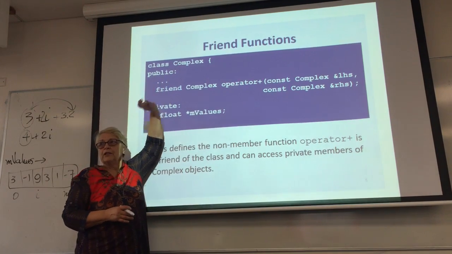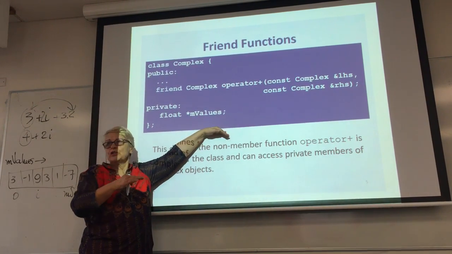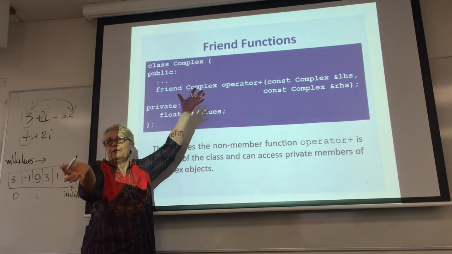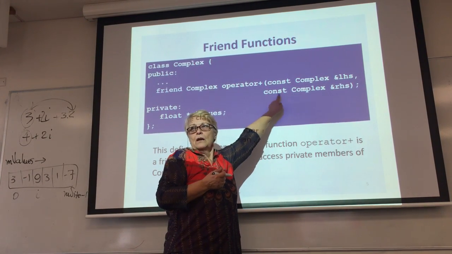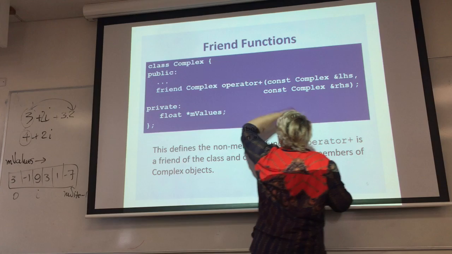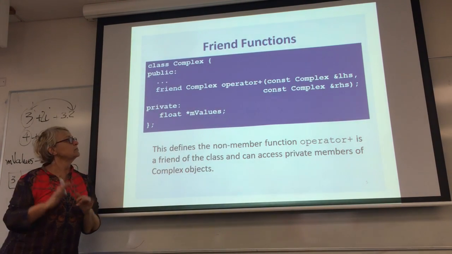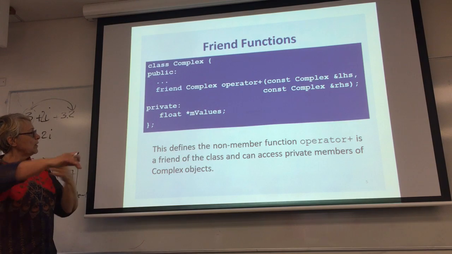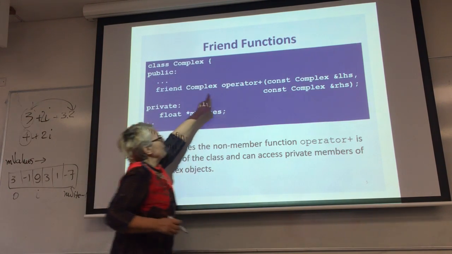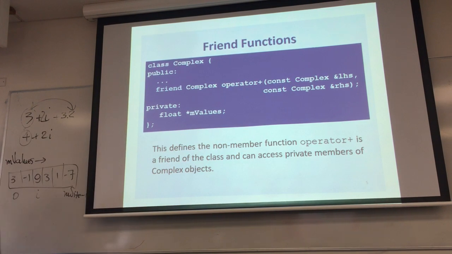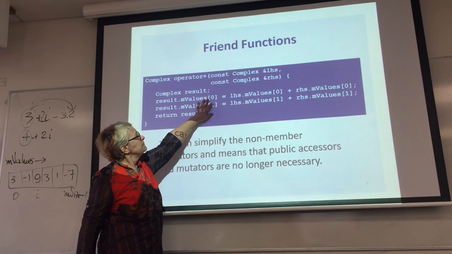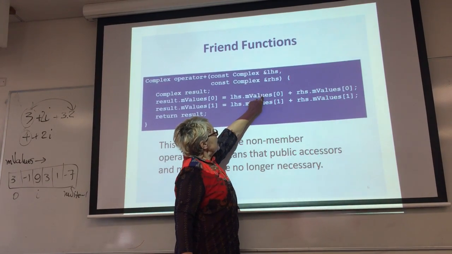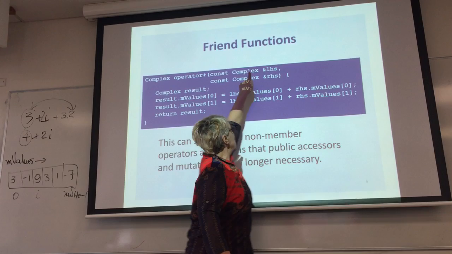As soon as you put friend in front of it, be aware, a member function can't be a friend. It already has all the privileges. But if you see friend in front, it means that it's a global function, which takes two arguments and returns a value. So if we talk about complex, this allows the operator plus to access everything in the complex class, including private data. Therefore, now this code is valid.